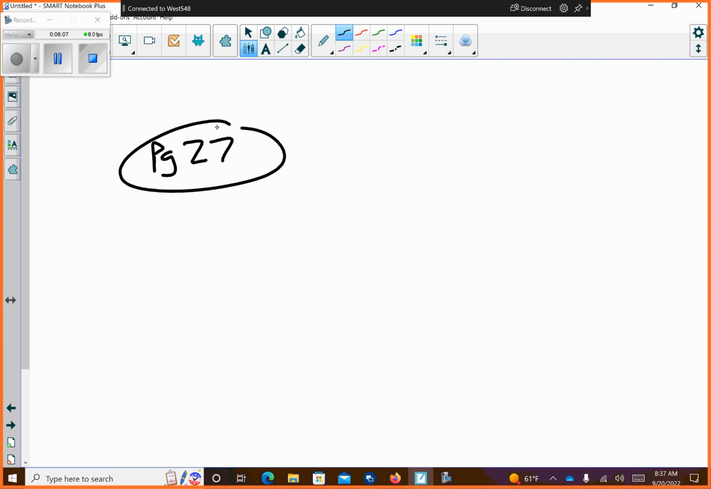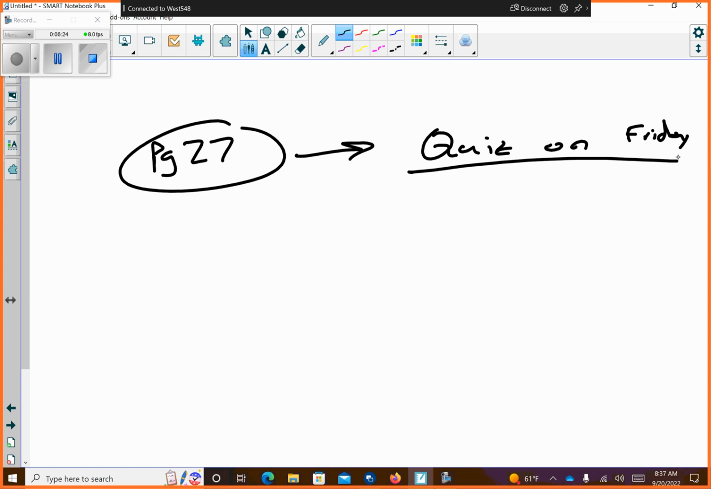All right. Page 27. We ready to rock and roll? All right. So we will have a quiz on Friday. So we'll have a few days of review. So this will be the last of the notes, and then we'll go over review, or be doing review for the next couple days. Is that okay?